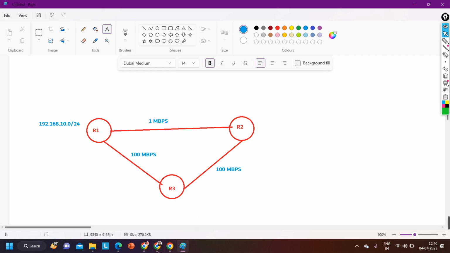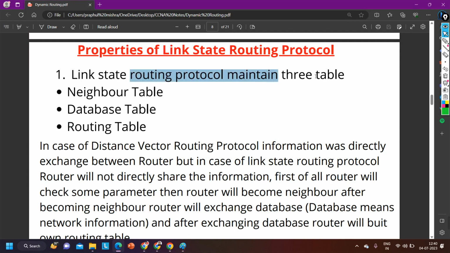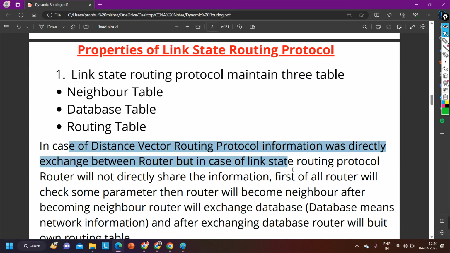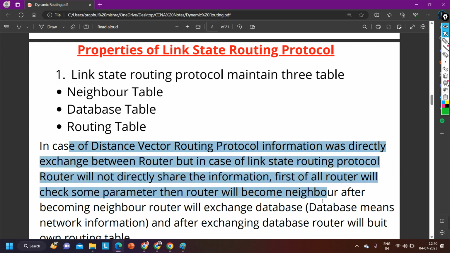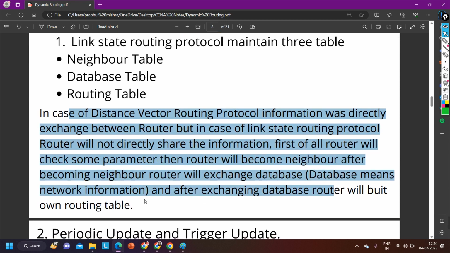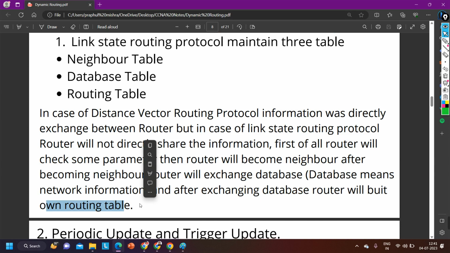So in link state routing protocol, always keep in mind that it maintains three types of table. I will share this file with you; please read it once. In case of distance vector routing protocol, information was directly exchanged between routers. But in case of link state routing protocol, routers will not directly share the information. First, all routers will check some parameters, then routers will become neighbors. After becoming neighbors, routers will exchange databases. After exchanging databases, routers will build their own routing table.